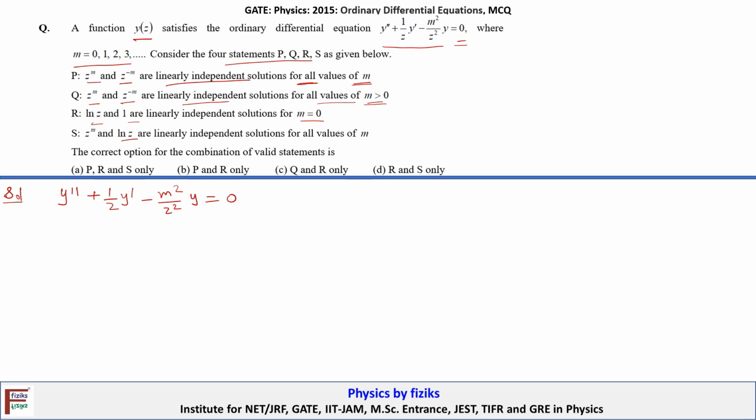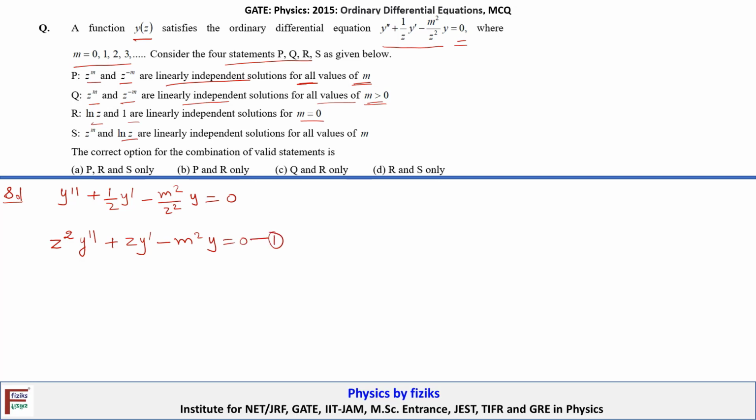Now this differential equation can be reduced into an Euler-Cauchy differential equation by multiplying by z square, and in this way we can write it as z square into y double dash plus z into y dash minus m square into y is equal to 0.